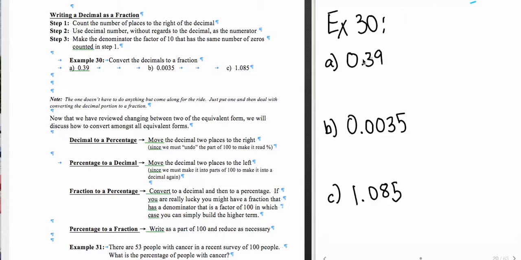You're going to read the number, or you can count the number of place values to the right of the decimal, and then use the number that you see in the decimal over that number of place values to write it. They're both the exact same thing.